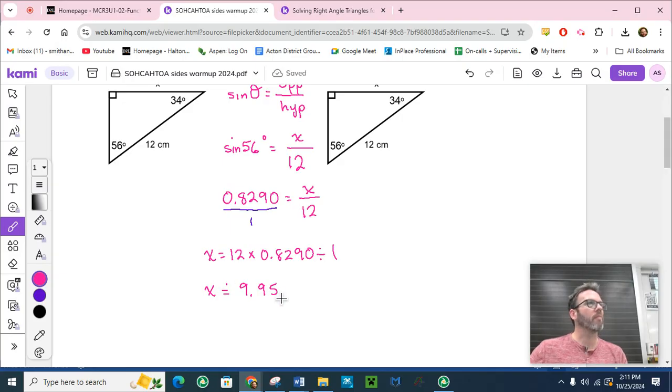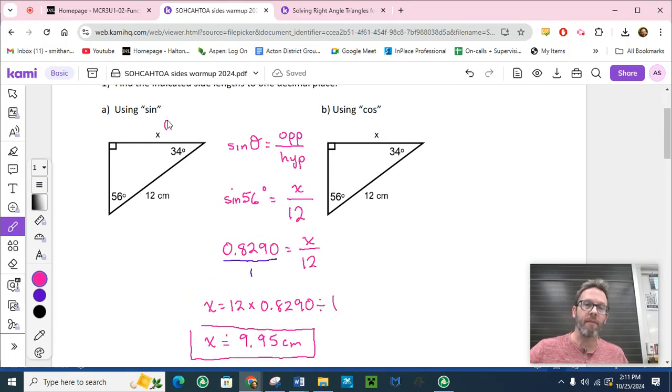Did you guys get that? About 9.95? And it's centimeters. So we should get the same answer if you decide to use the other angle, in which case the side you're finding would be the adjacent side to 34. So I'll wait just a quick second while some of you guys try finishing that off.